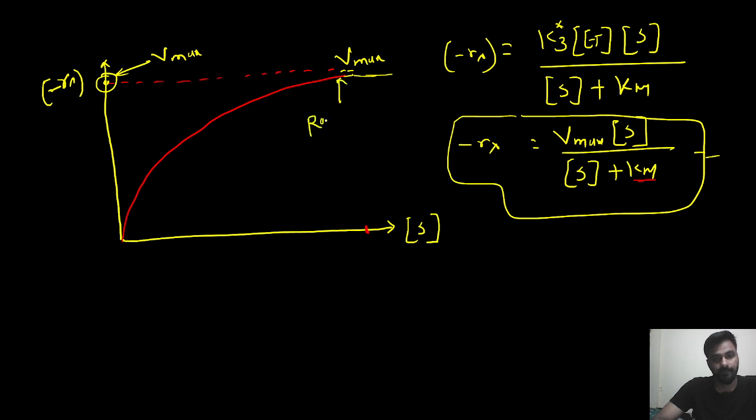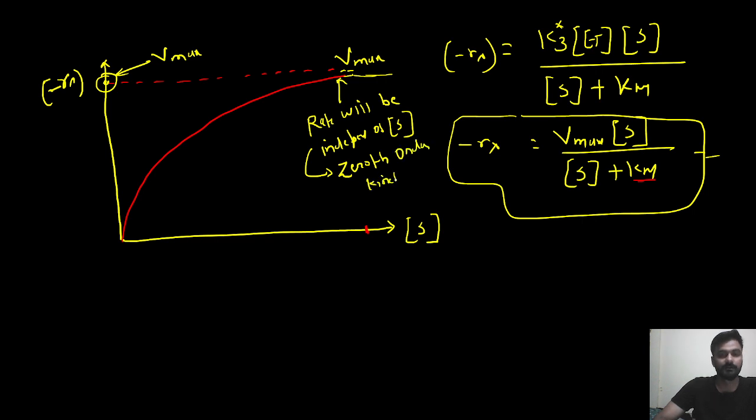Here, the rate will be independent of substrate concentration. So which kinetics will it follow? It will follow zeroth order kinetics. It's very important. It will follow zeroth order kinetics at higher substrate concentration. Here we can write substrate concentration is very high, right?